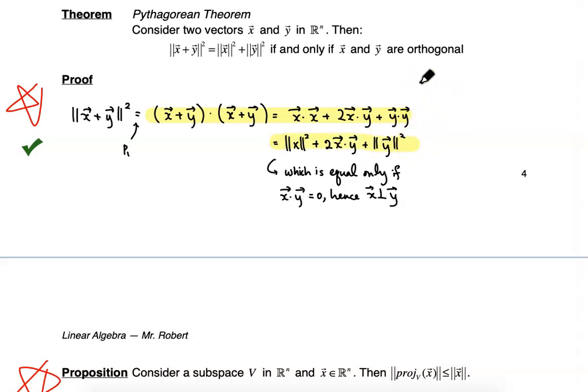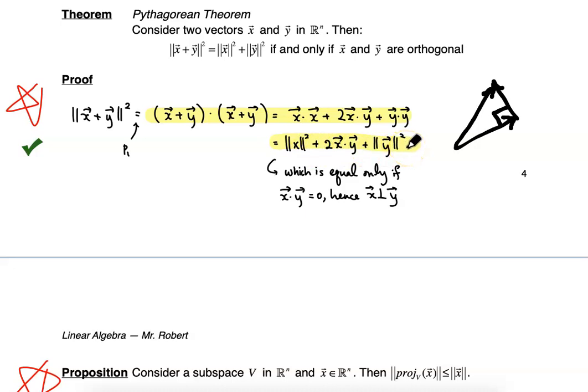Now, what does the Pythagorean theorem actually say? It says that the magnitude squared of x plus y is equal to the magnitude of x squared plus the magnitude of y squared, provided we have a right triangle, provided x and y are orthogonal. So x would be like this, and then y would be like that, and x plus y would be like this. So provided we have a right angle here, the Pythagorean theorem applies.